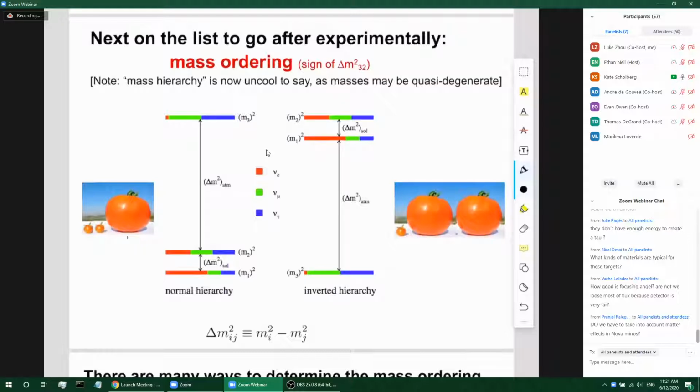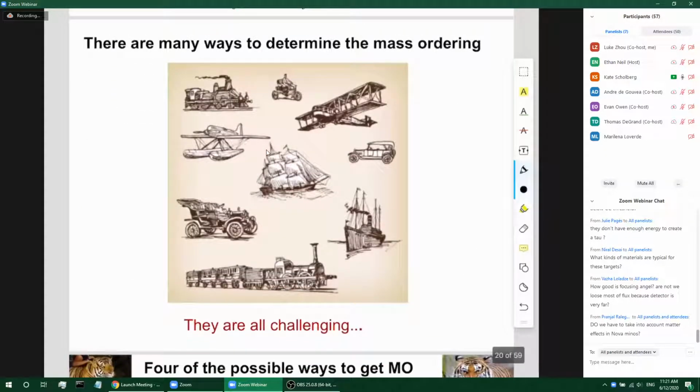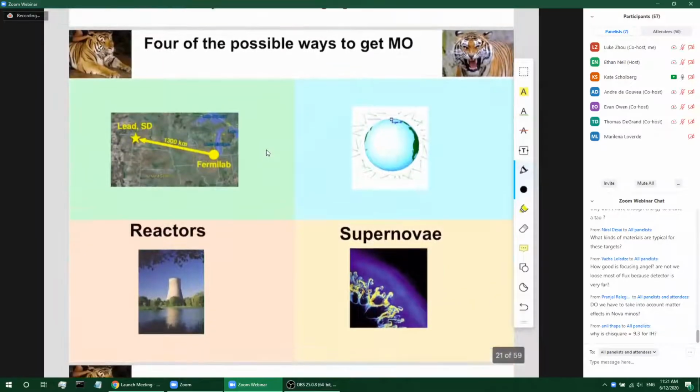I am going to say mass ordering because some people yell at you if you say mass hierarchy, because we don't know if all of these masses are above zero by a greater amount than their difference, in which case they're quasi-degenerate. And then hierarchy is not quite the right word, but okay, whatever. I will sometimes slip and say hierarchy. There are many ways to determine it. They are all hard. Some of them are potentially cleaner than others, and I won't go into detail on all of them just because I don't have the time.